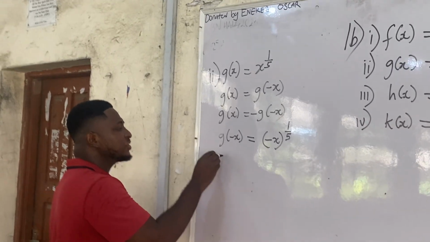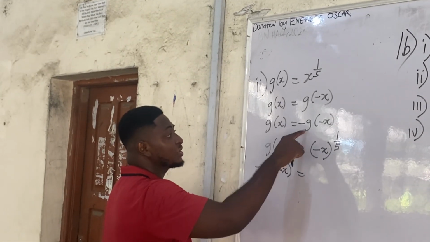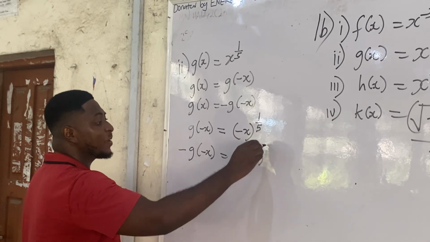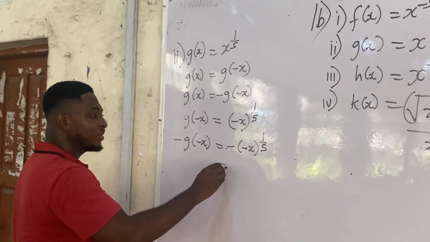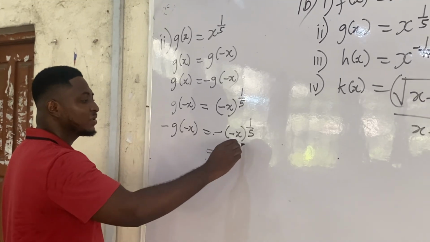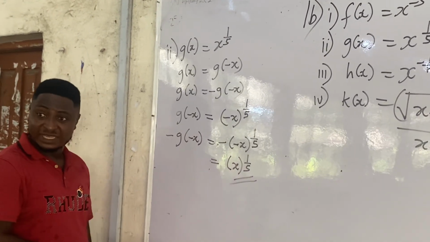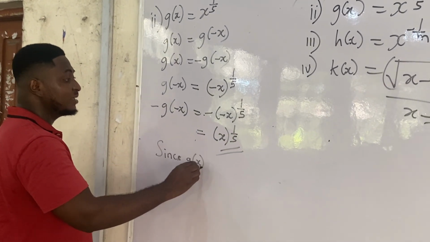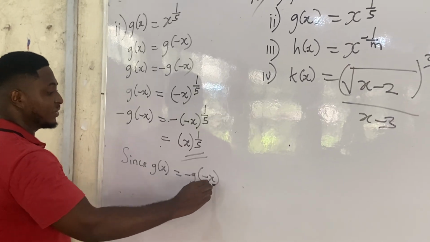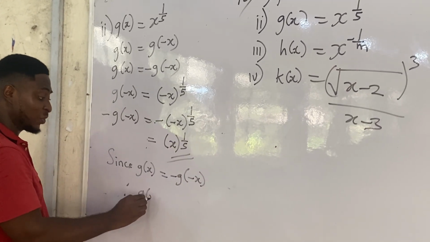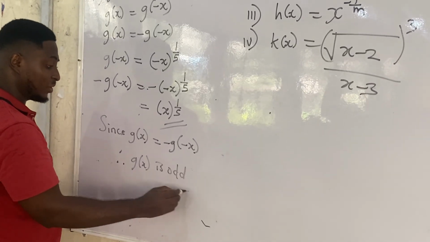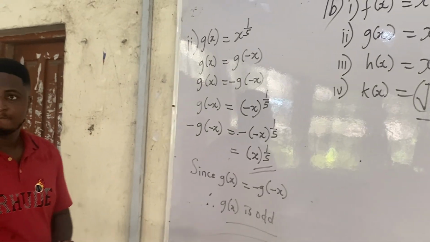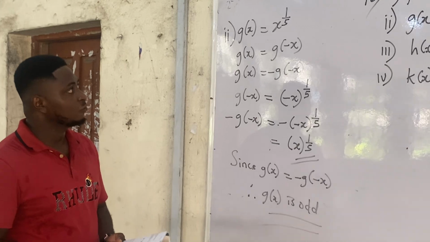But let's now also go and get minus g of minus x. Minus of this, right? That is minus into bracket minus x raised to power 1 over 5, and minus times minus is plus. So this is now x raised to power 1 over 5. And it's clear that the function is odd then, right? Since g of x equals minus g of minus x, therefore g of x is an odd function.